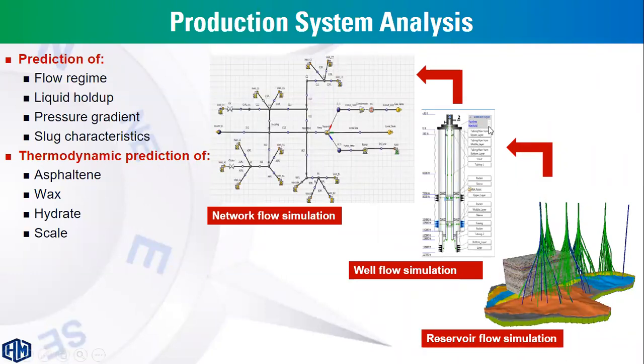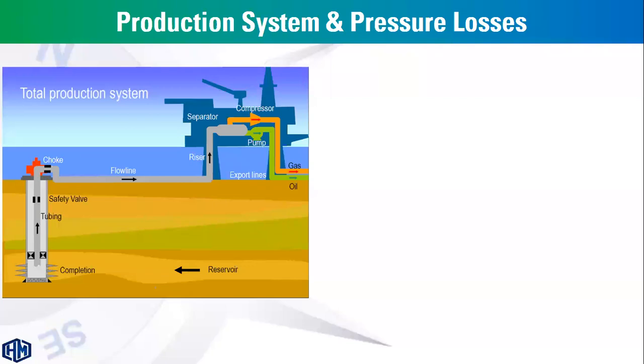So the complete production system involves the determination of different flow regimes, liquid holdup in the vertical or maybe horizontal lines or horizontal pipes, also pressure gradient across the production tubing, and also the flow assurance parameters like prediction of asphaltene, wax, hydrates, and scale and so on. So the total production system simply means the determination of total pressure losses across this system.